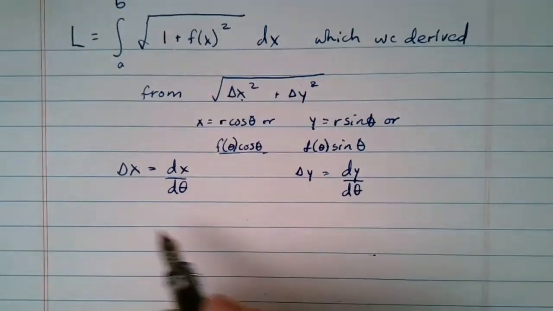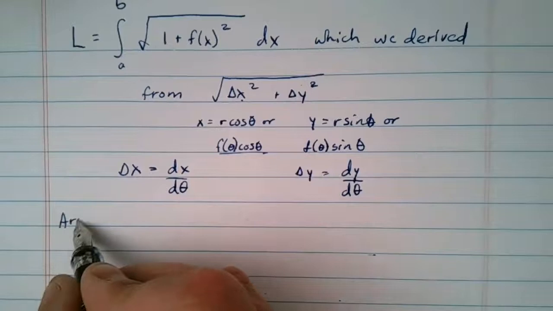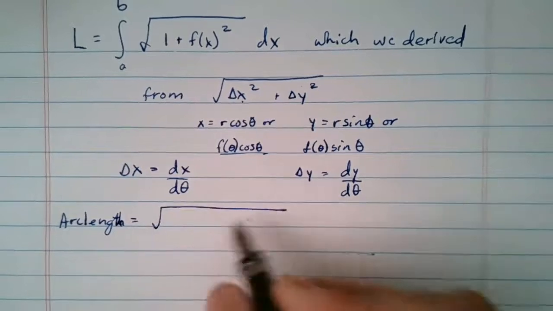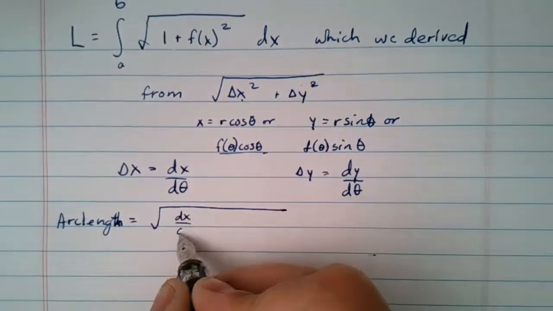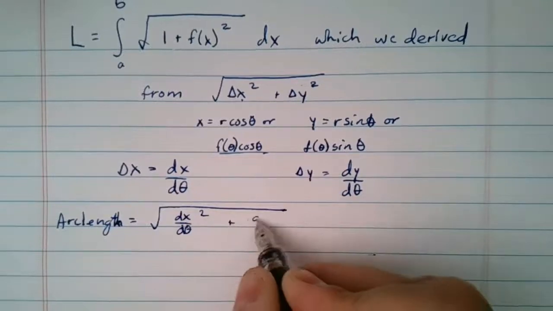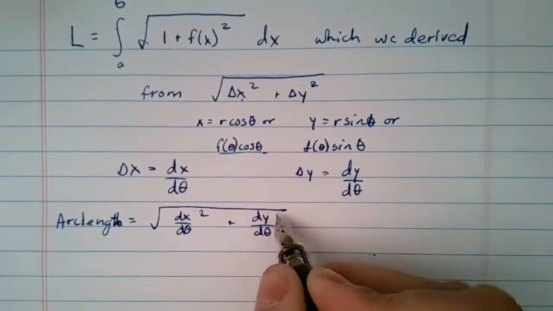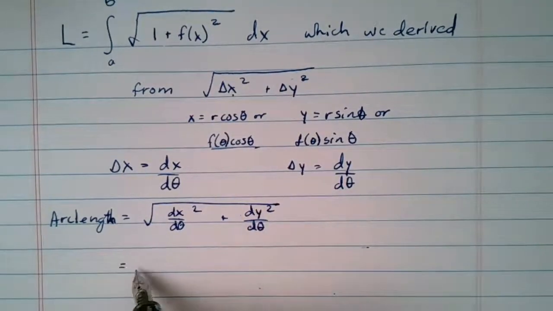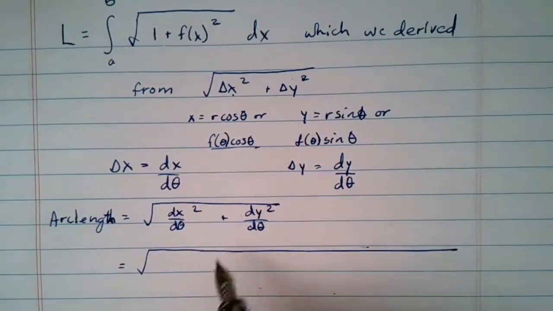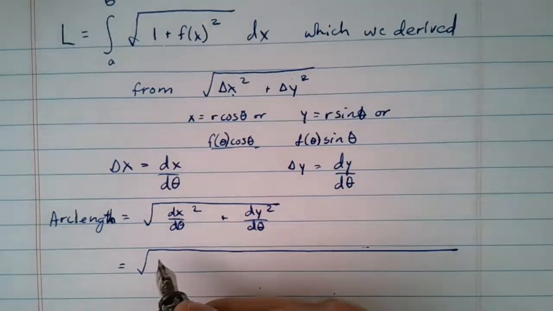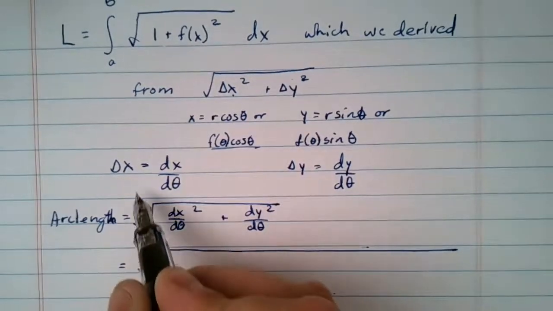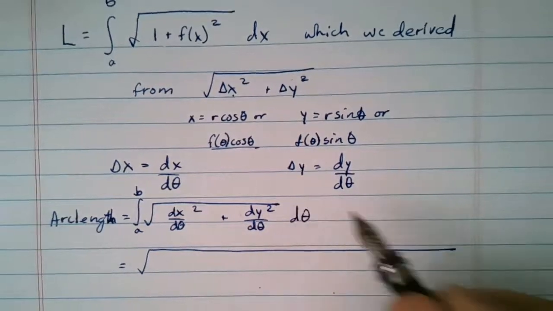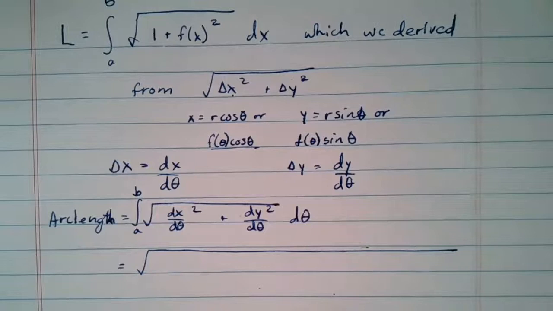And so what I'm going to do is I'm going to say arc length is equal to the square root of dx d theta squared plus dy d theta squared. Okay, let's plug that in. This is going to be fun. It's going to be the integral from a to b of all of this, and it's going to be with respect to theta.